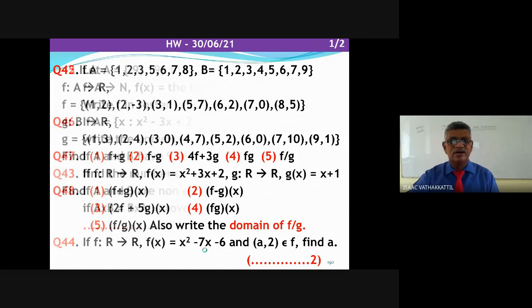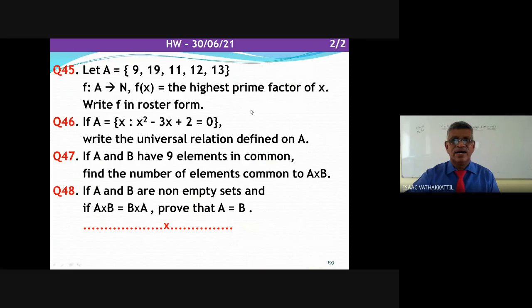Find a. Few more questions. Write f from N to N, f is equal to the highest prime factor of x. You can write it in roster form. Write the universal relation. You tell me what is a universal relation. If A and B have 9 elements in common, find the number of elements common to A cross B and B cross A. If A and B are non-empty sets and if A cross B equals B cross A, prove that A is equal to B.